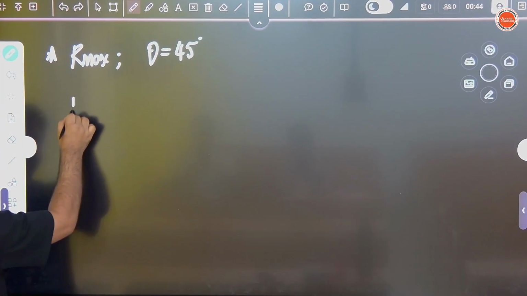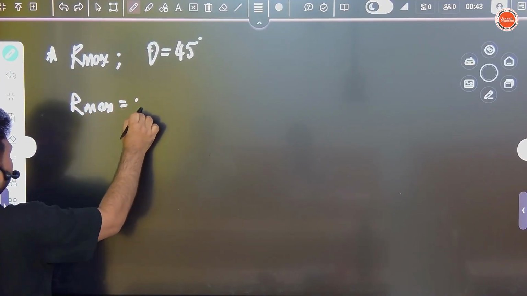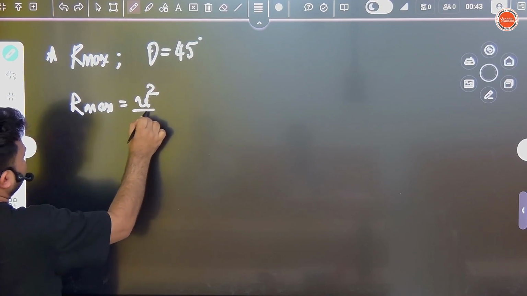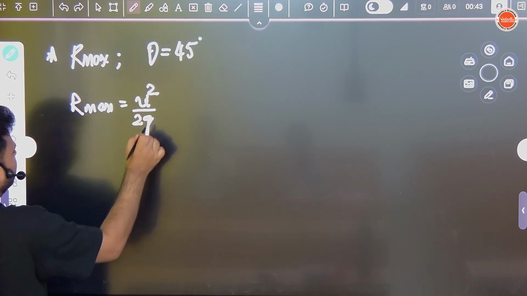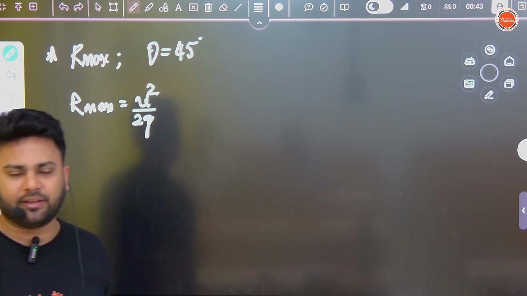Achha, maximum range. If they ask what will be the maximum range, then it is U square sine 90 by 2g. This is the maximum range. When will it happen? When theta is 45 degrees.